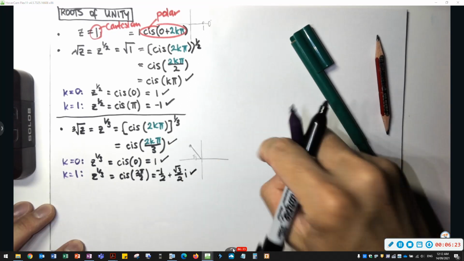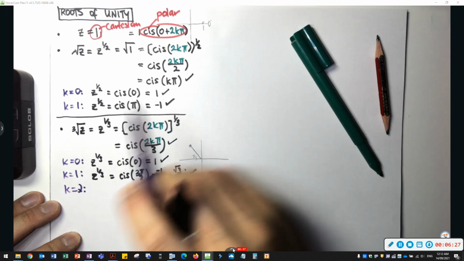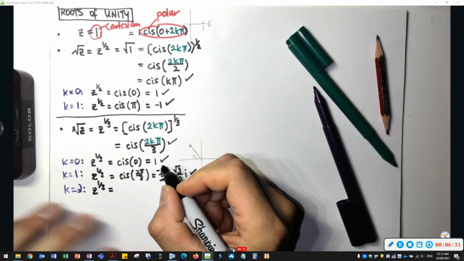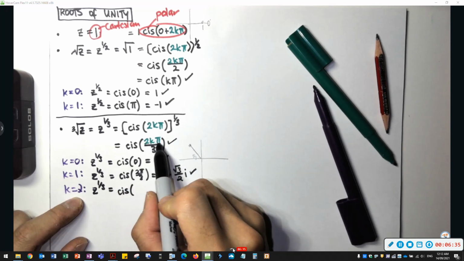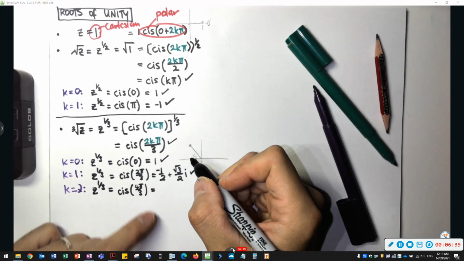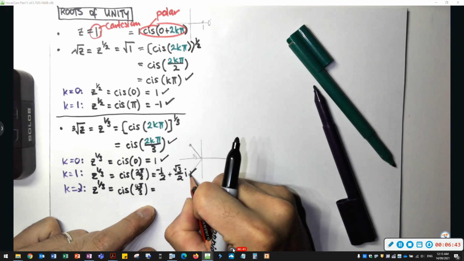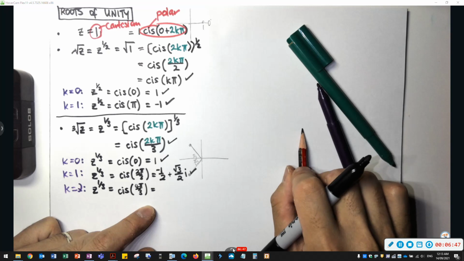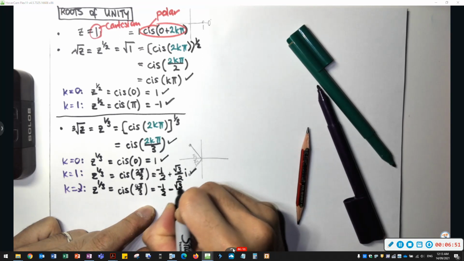Okay, lastly, when k is 2, I know this is the last one because I've got a cube, so I should only expect 3 solutions. When k is 2, that'll become 4 pi on 3. Okay, 4 pi on 3 is over here, where that angle is pi on 3 there. So I'm going to get negative a half minus root 3 on 2 i.